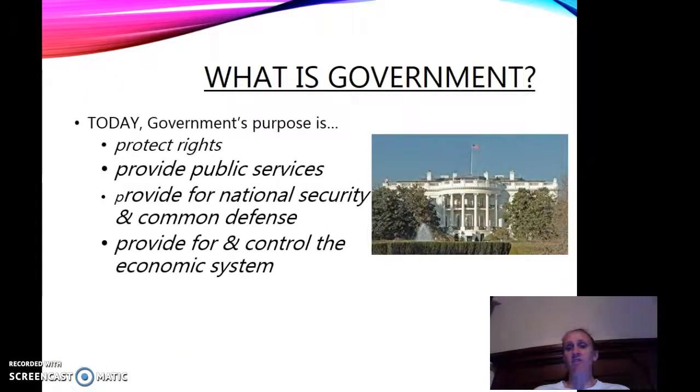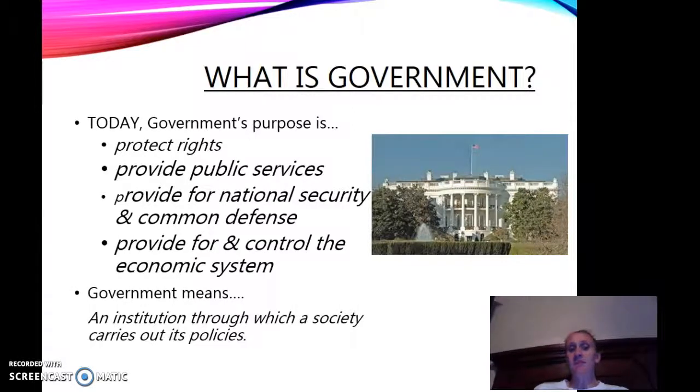So, what is government? Well, government is an institution. Government is designed to protect the rights of its people. Depending on who's in control, that depends on whose rights are getting protected. It's also designed to provide public services for its community, and the government determines what those are going to be. It's also designed to provide for national security and the common defense, which we note is actually in the Constitution word for word, and to provide for and control the economic system. Now, when it comes to the economy, we also have different economic systems, but that is another lesson for another day. Government means it's an institution through which a society carries out its policies.